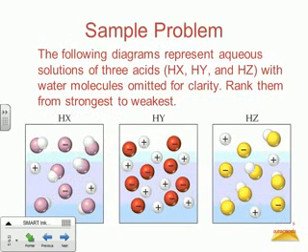Alright, so we've got three acids here, okay, HX, HY, and HC. And the water molecules have been taken out, so this is just showing the actual acid molecules, okay? And we want to figure out from strongest to weakest, okay? Now, we talked the other day about strong electrolytes versus weak electrolytes, and the difference between them is the strong electrolytes completely dissociate in water.